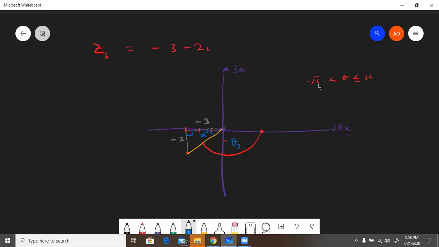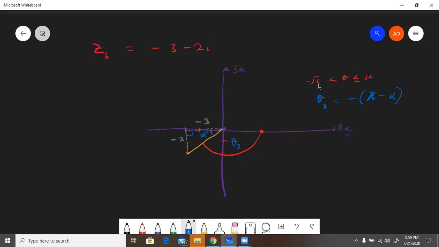So definitely, theta 3 will be negative pi minus alpha, because you are moving in the negative direction. When we move the other way, we say positive pi minus alpha, so here it's negative pi minus alpha. So the first thing we need to do is to calculate our alpha.